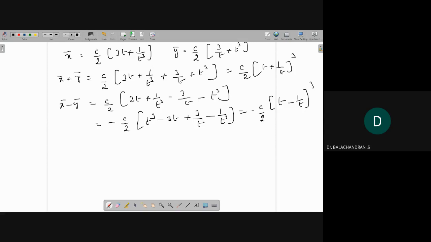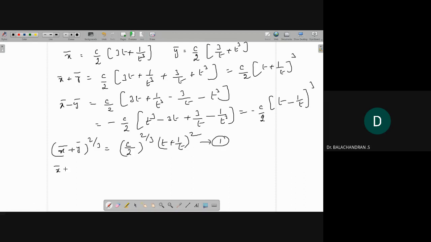So now from this equation, I am going to find x bar plus y bar whole power 2 by 3. That is equal to C by 2 whole power 2 by 3 into t plus 1 by t whole cube whole power 2 by 3, which is a square. So I call this equation number 1.